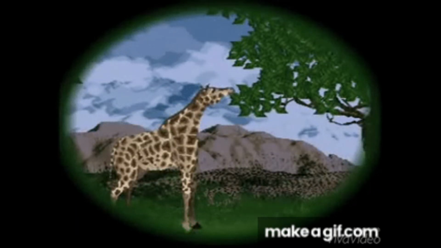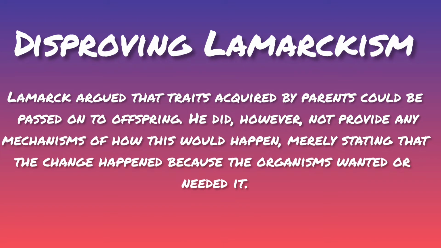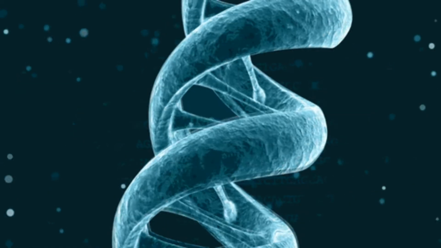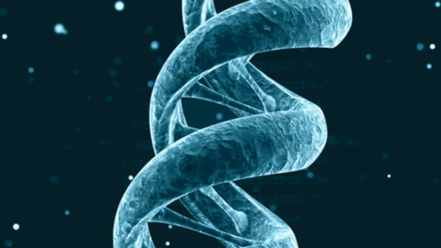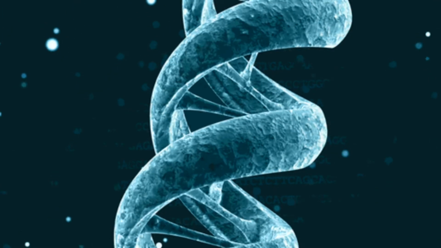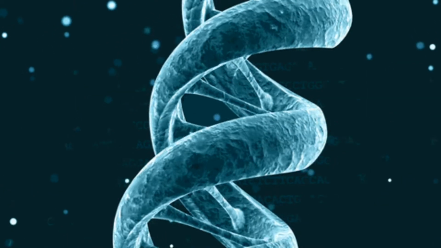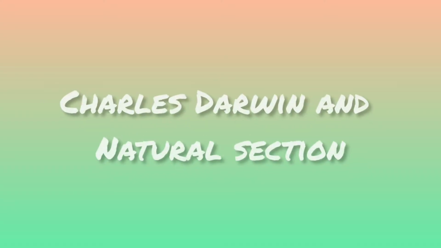However, Lamarck was proven wrong over time. Lamarck argued that traits acquired from parents could be passed to their offsprings. He did, however, not provide any mechanisms of how this could happen, merely stating that changes happened because an organism wanted or needed it to happen. We now know that changes to an organism can only come about as a result of genetic changes, which then are passed down to the offspring. For this reason, Lamarckism is not accepted today as an explanation for evolutionary change. His work, however, did set the groundwork for scientists like Charles Darwin.